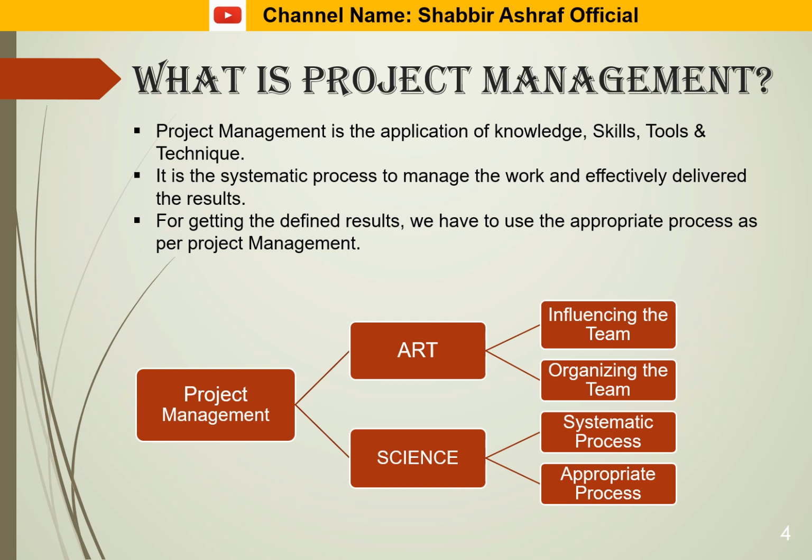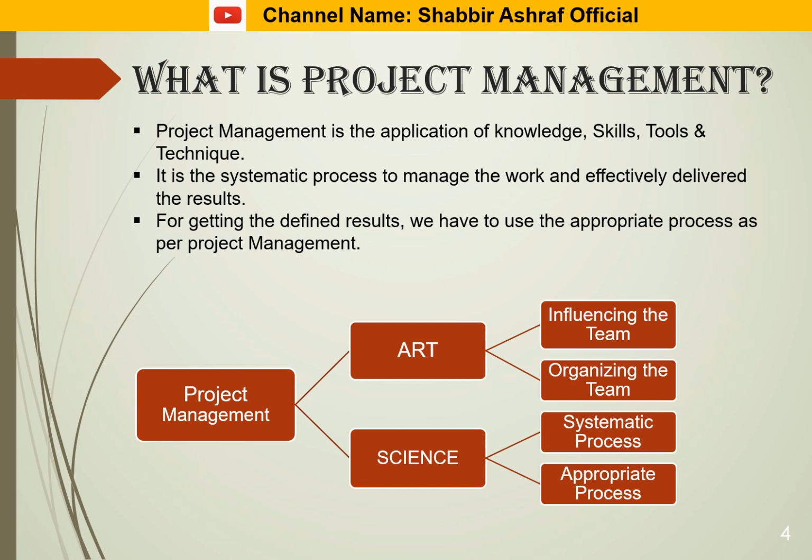successfully execute the project. As you are seeing, project management is the application of knowledge, skills, tools, and techniques. All of them are different. Knowledge means what you have in your mind, you know the process, you know how to manage the project. You have those skills, how you influence the team and organize the teams, and some tools and techniques like some software you know. So you can make assumptions, you can forecast how we are going to execute, what we have to do and when it's required. So it is the name of a systematic process to manage the work and effectively deliver the result on time.